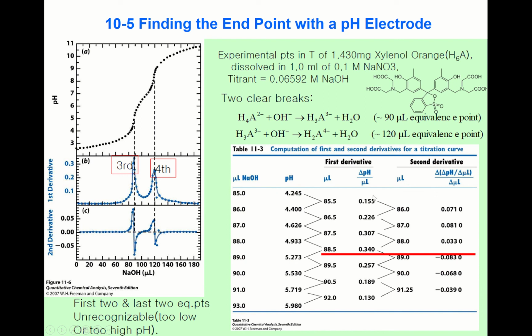0.155. This is the pH change per 1 microliter volume change. Then you do this kind of calculation, and you got this one. Then you take the maximum point here. At this maximum point, that is the end point. Here the maximum value is 0.340. And what's the volume there? In this case, it is 88.5. So this is the first equivalence point.